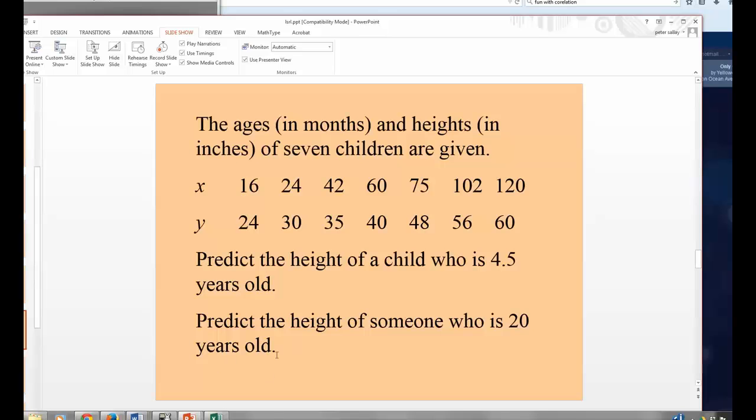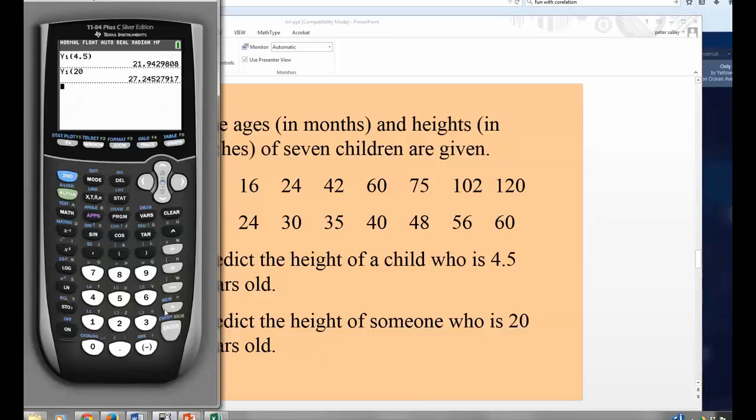Oh, I'm sorry. Wow, I completely misread this question. 20 years old. Go back to the calculator. I'm wrong. I did 20 months. We want 20 years. All right, so this is a quick fix. All right, so 20 years. So that'd be 20 times, there's 12 months in a year.